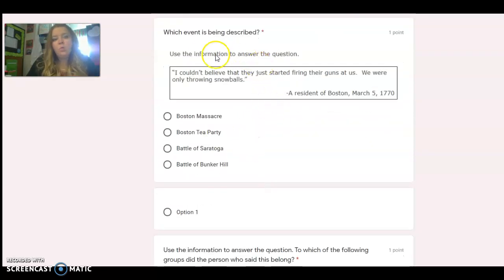The next one, which event is being described? Use the information to answer the question. I couldn't believe they just started firing their guns at us. We were only throwing snowballs. So I'm going to read that one more time because I messed up right here. I couldn't believe they just started firing their guns at us. We were only throwing snowballs. The Boston Massacre, the Boston Tea Party, the Battle of Saratoga, or the Battle of Bunker Hill.